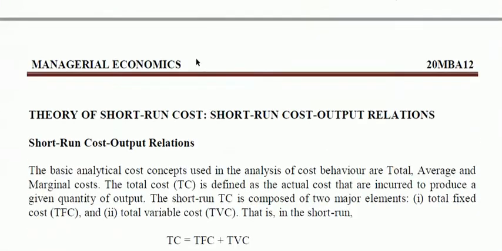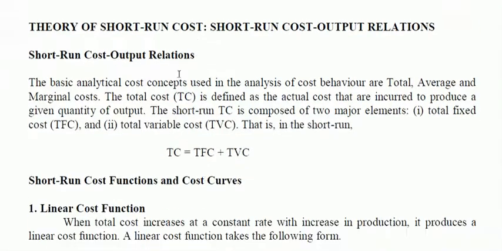You can go through this. The most important thing I want to discuss is regarding the theory of short run cost output relations. So you have short run cost and you have long run cost. In short run again you have three: this is linear cost function, you have quadratic cost function, and you have cubic cost function. Those are short run. And in the long run we'll discuss it when we get there.